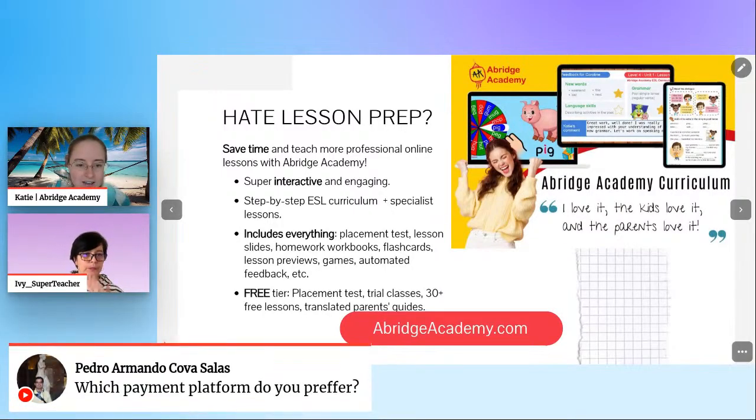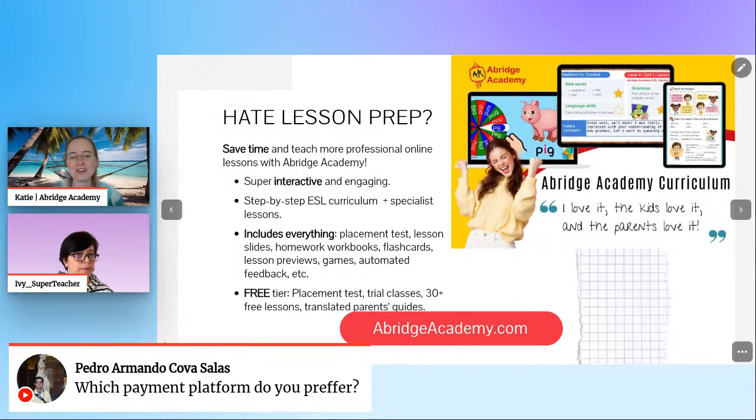Pedro's asking, which payment platform do you prefer? Do you mean through Super Teacher? On Super Teacher, the parents can choose different payment options. They can pay by card, by WeChat Pay or Alipay. Alipay is supported, right? Yes, it is. So they can pay through their preferred payment method, and it gives them that choice.